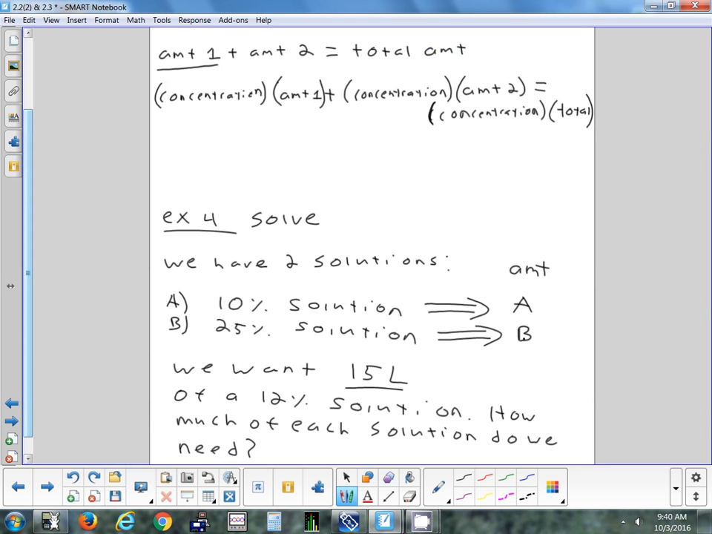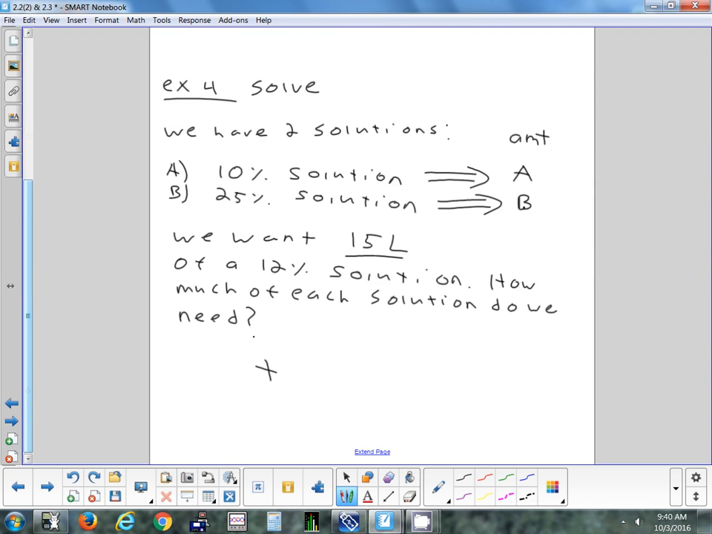A is how much I'm going to use for solution A, and B is how much I'm going to use for solution B. So any revised thoughts? So we know it has to equal 15 liters, right? Yeah. And what are the two things we're going to add together to get 15 liters?